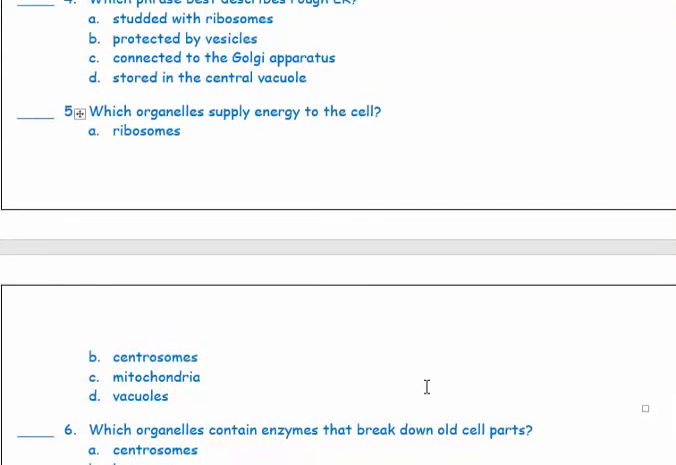Which phrase best describes rough endoplasmic reticulum? We said that the endoplasmic reticulum could be rough if it has ribosomes on its surface, or smooth if it has no ribosomes. So 4A, it's studded with ribosomes. Number 5. Which organelles supply energy to the cell? We said that the mitochondria are the energy supplier of the cell. So 5C. Number 6.